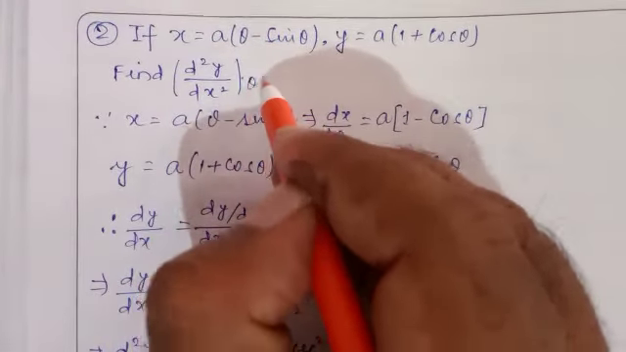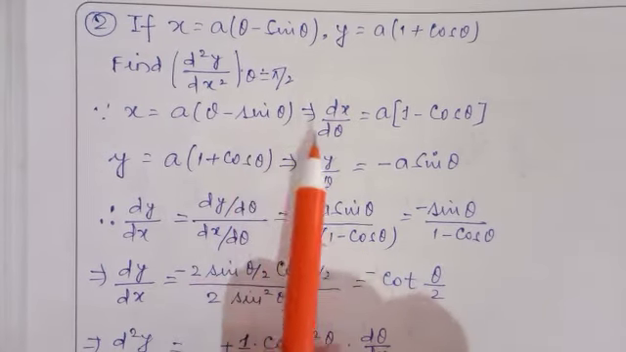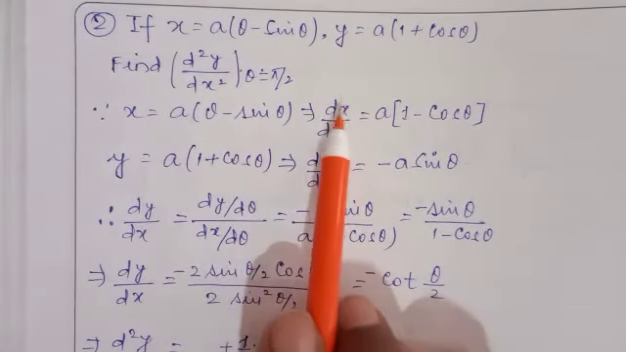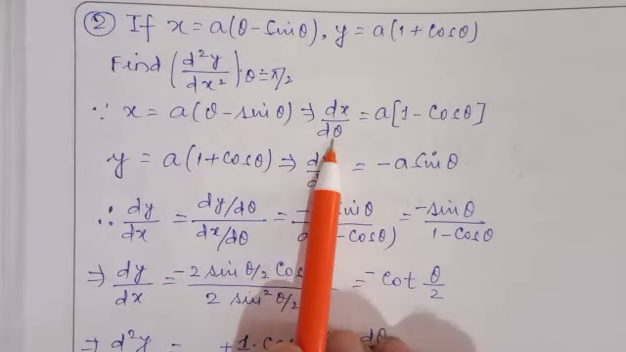On the same pattern, given x is equal to a into theta minus sine theta, differentiate it with respect to theta. Then dx by d theta: differentiation of theta is 1 and sine theta is cos theta. A is already in product, so a into 1 minus cos theta. Similarly, y is given as a into 1 plus cos theta, differentiate with respect to theta. So we have differentiation of 1 is 0 and differentiation of cos theta will be minus sine theta. So finally dy by d theta is minus a sine theta.